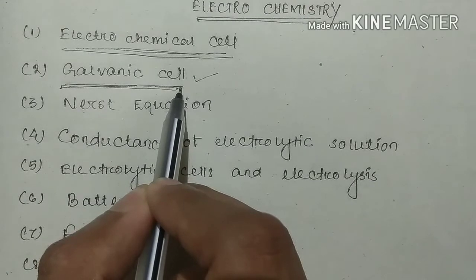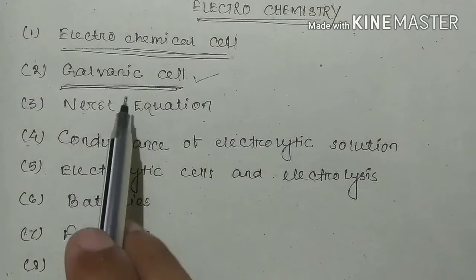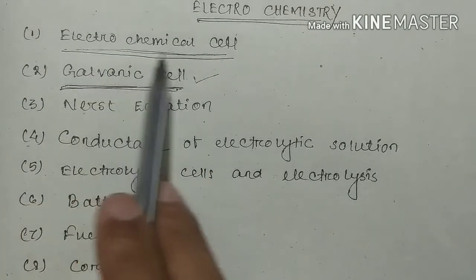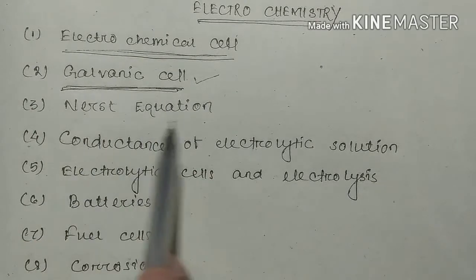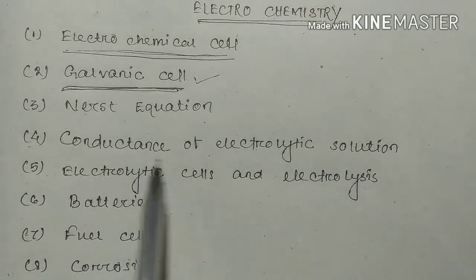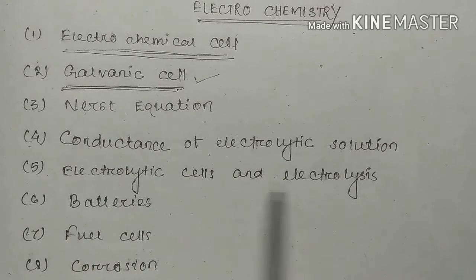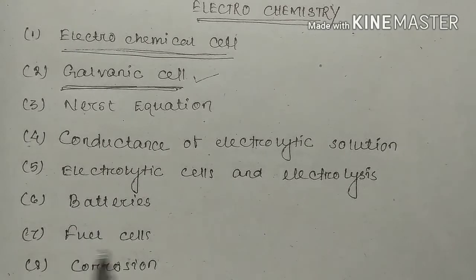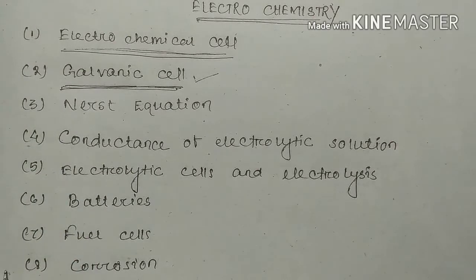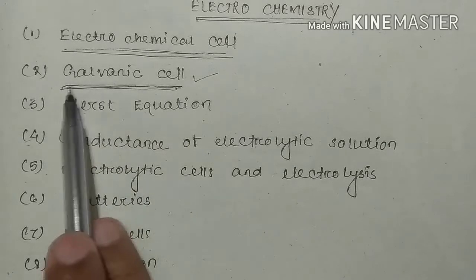So friends, just have a quick look at all the topics once again. The first topic is electrochemical cell, second is galvanic cell, next is Nernst equation, next is conductance of electrolytic solution, next is electrolytic cells and electrolysis, next is batteries, next is fuel cells, next is corrosion. Among all these topics, we have covered the first one, and now we are going to cover the second one, galvanic cell.